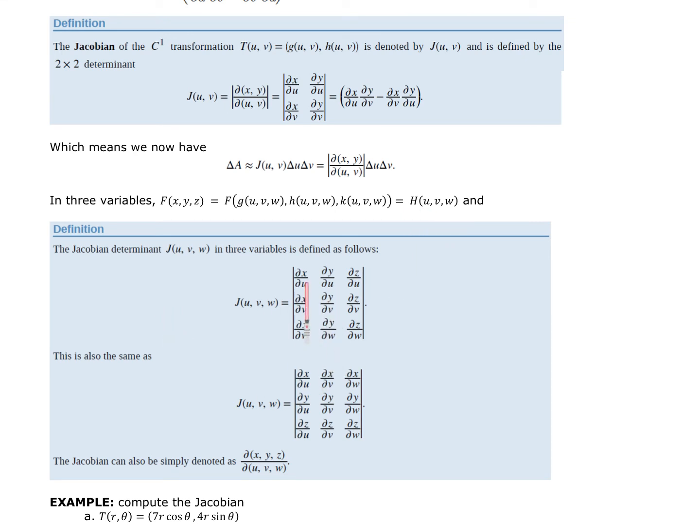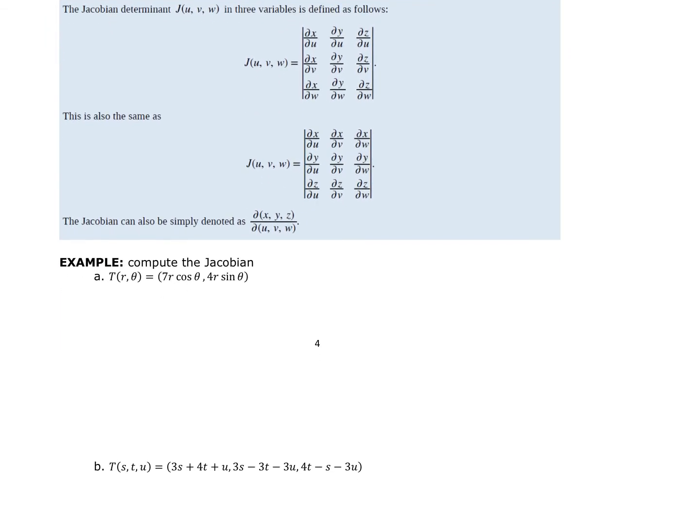The Jacobian is a determinant of a 3 by 3 matrix where the first row is x, y, z with respect to u. The next row is x, y, z with respect to v. And the third row is x, y, z with respect to w. This also means that I have the derivative of x with respect to u, v, and w. Notice I have all my x's in the top row, u, v, w. All of my y's in the middle row, u, v, w. And all my z's in the bottom row, u, v, w. These are the same. You sometimes will see the Jacobian noted like this.